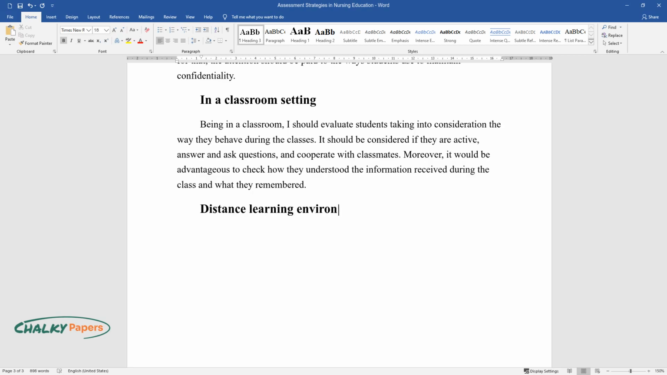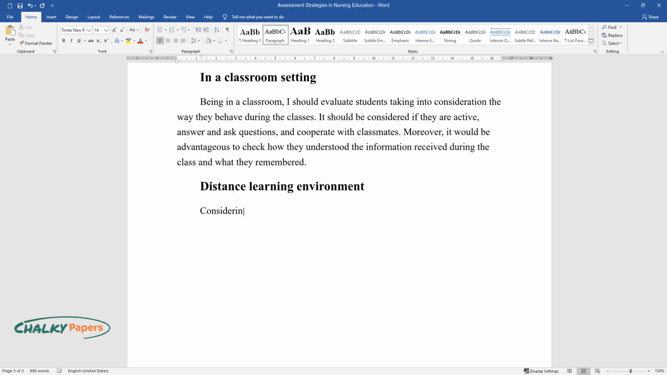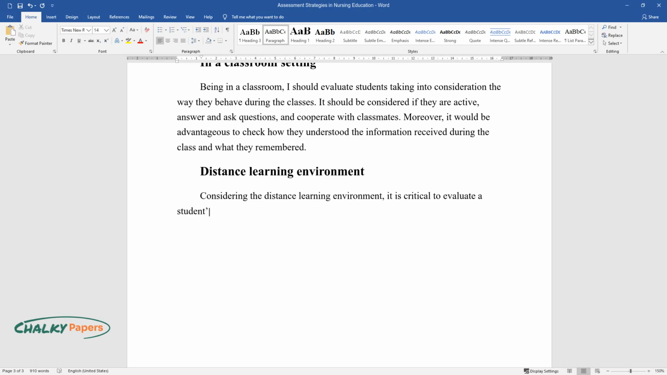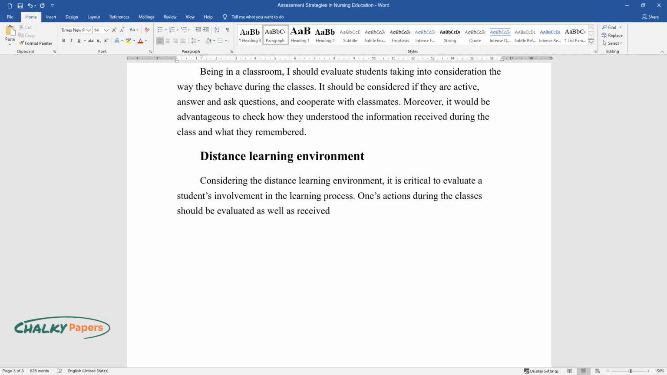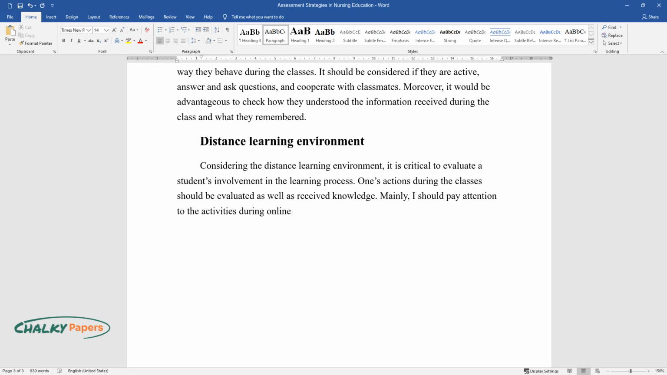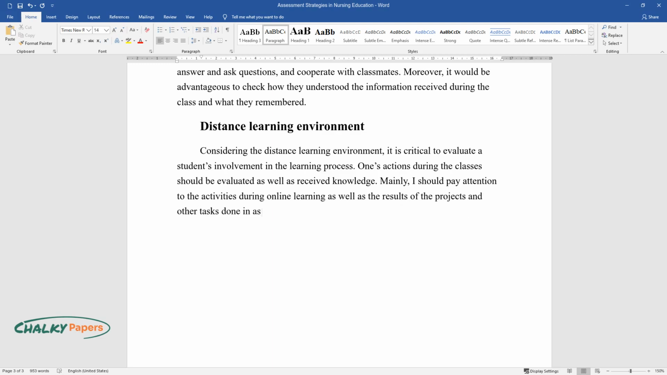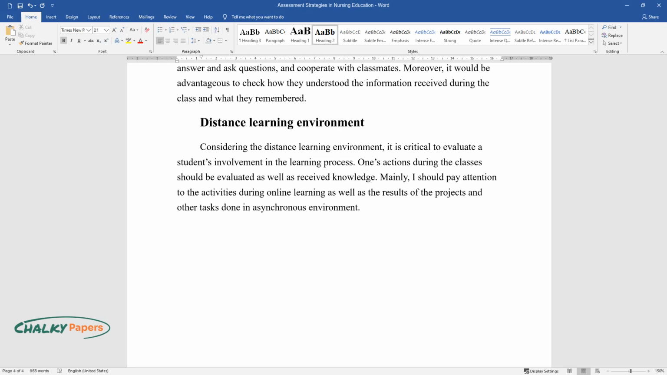Distance learning environment. Considering the distance learning environment, it is critical to evaluate a student's involvement in the learning process. One's actions during the classes should be evaluated as well as received knowledge. Mainly, I should pay attention to the activities during online learning as well as the results of the projects and other tasks done in an asynchronous environment.